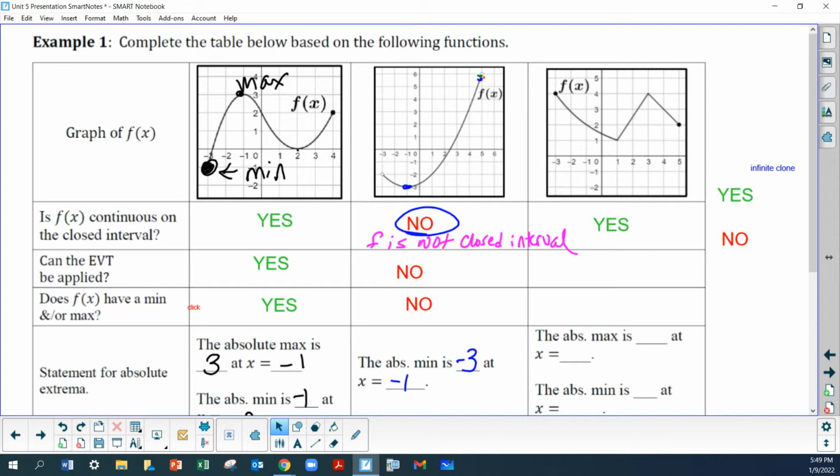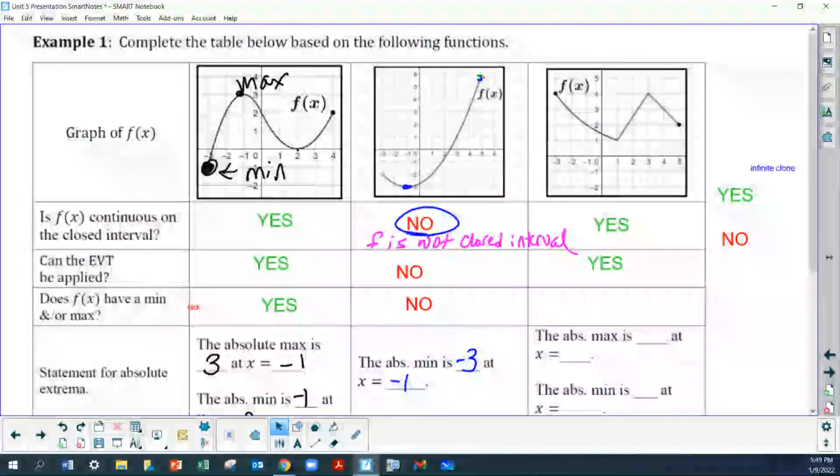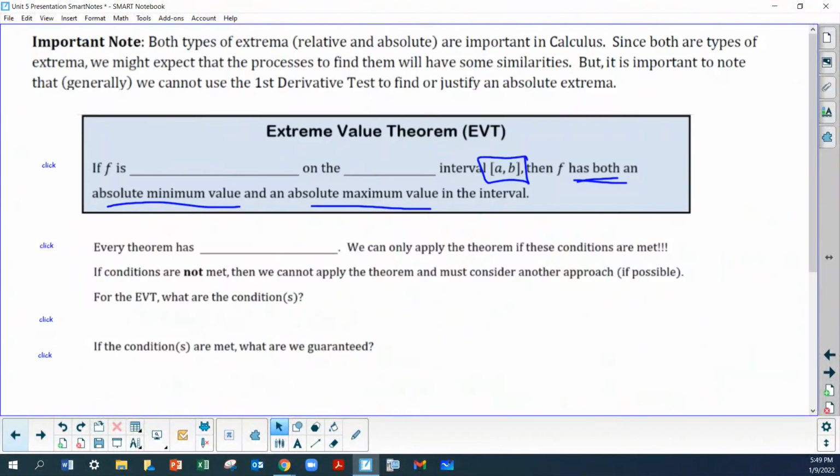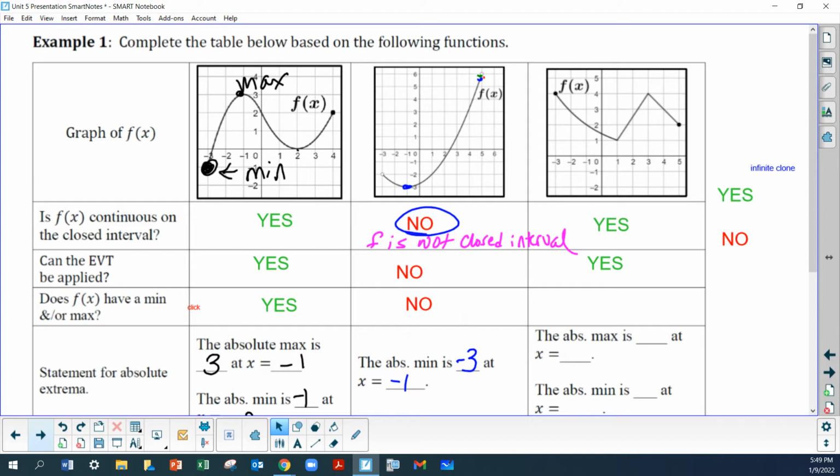Can the EVT be applied? Yes, as long as the two conditions are met. Does f of x have a max and a min? Well, it sure better, because the EVT says that there will be, as long as we're on a closed continuous function. All right, so we should say yes to this. And let's go look and make sure.